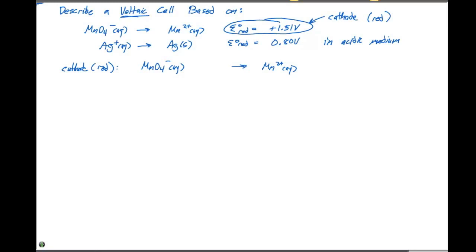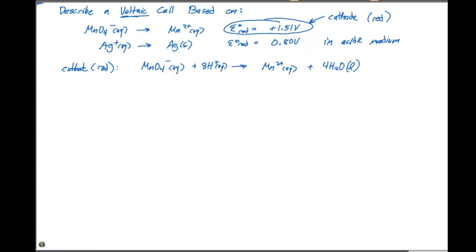Okay? In this case, we have MnO4. So that means we need 4 waters over here on the right-hand side. If we add 4 waters to the right, we've added 8 hydrogens. So that means that we need 8 H plus over here on the left.